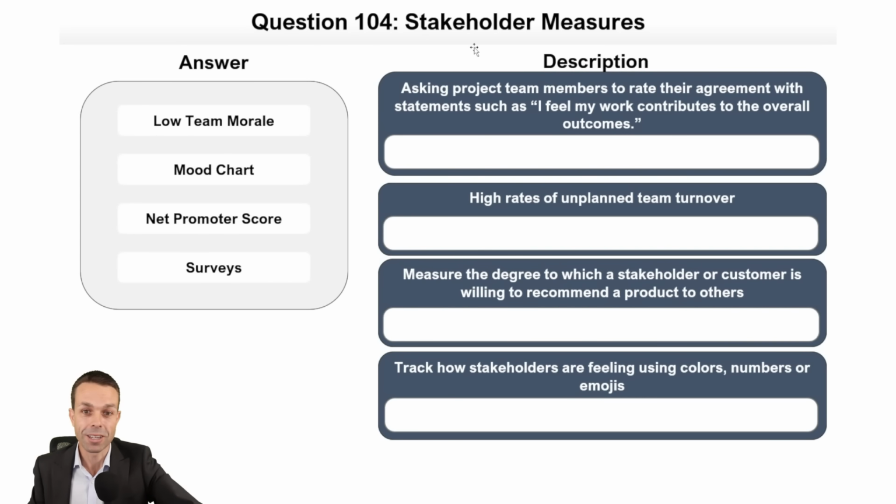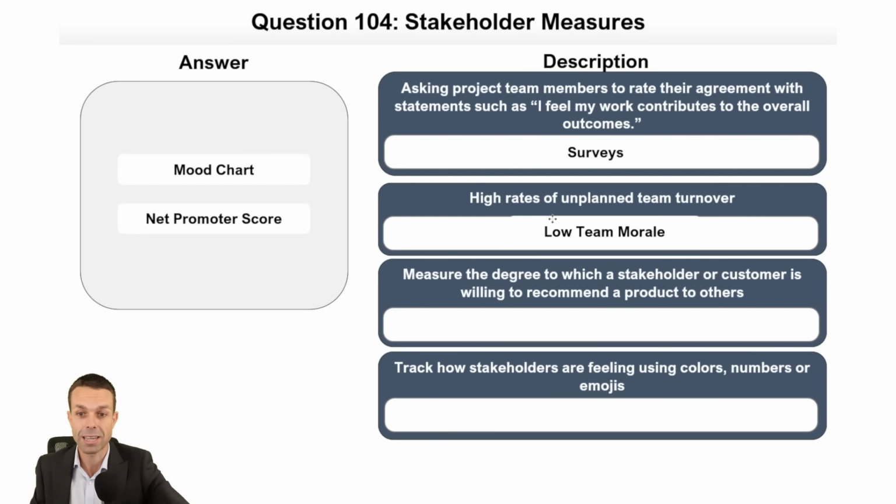Measuring stakeholders, asking project team members to rate their agreement with statements such as, I feel my work contributes to the overall outcomes. We're sort of measuring their engagement or how they're feeling about the project. If it's just a question, we might be doing that with a survey. We can always change that if we need to. High rates of unplanned team turnover. If we have lots of absenteeism or lots of turnover in the team, we have low team morale. They're not engaged, and that can really affect the speed of our project.